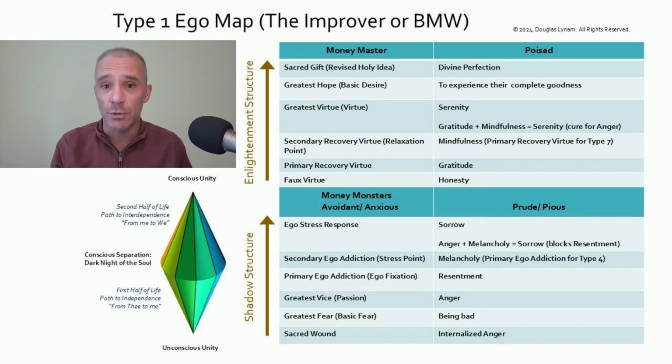If you can avoid that trap door, then again, we're going to get into the primary recovery virtue for 1, which is gratitude. Now, gratitude is so important because it's good for all types, but that's what's going to help overcome that resentment, their primary ego addiction. And then it's the antidote. It's the opposite of that negative trait.